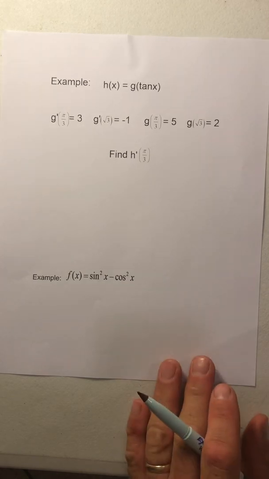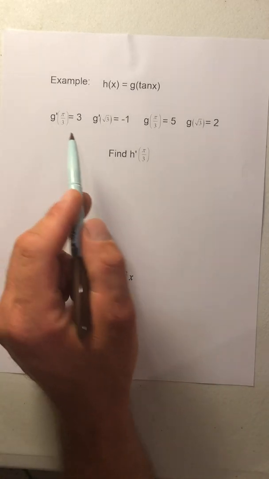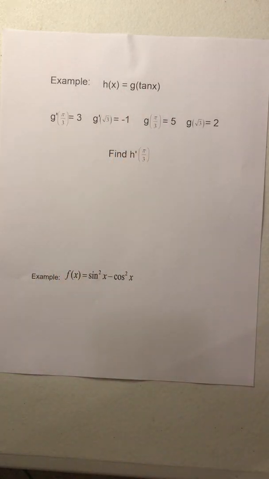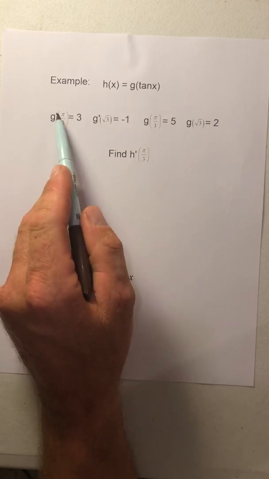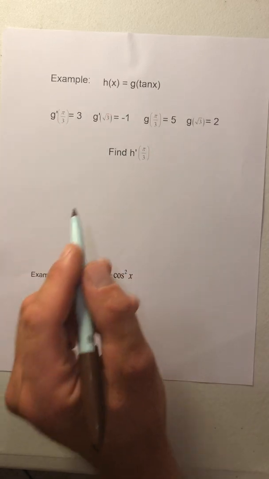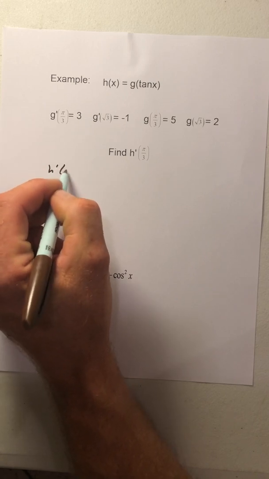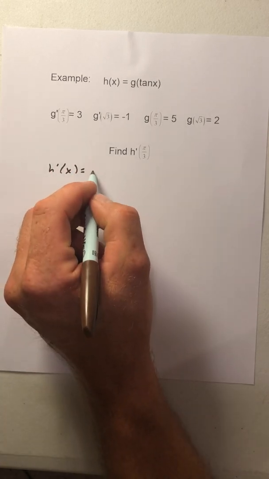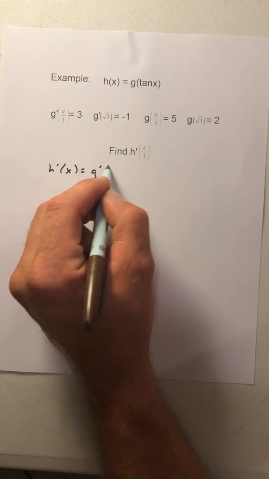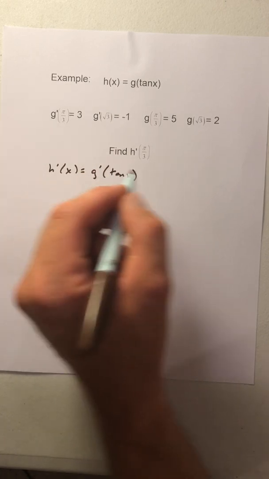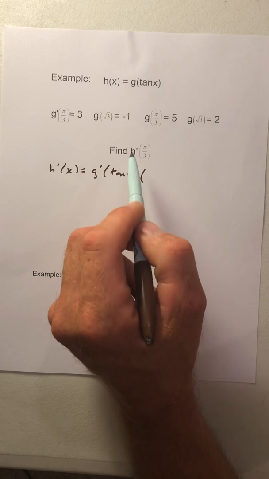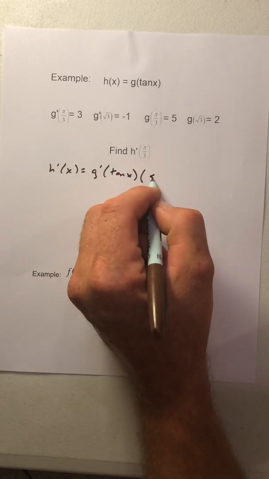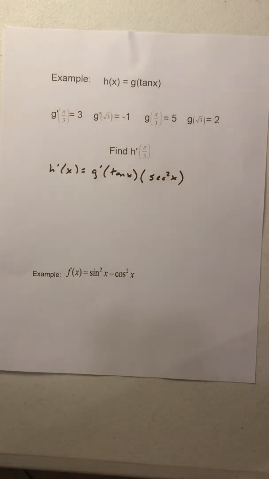Let's see, I got 2 more examples here if we want to play with them. Again, we have this h of x equals g of the tangent of x. Oh, isn't that fun? We want to find h prime of pi over 3 given g prime of these things here. So, let's go ahead and find h prime of x. What do we have here? We have g prime of the tangent of x times the derivative of the tangent of x, which is the secant squared of x.